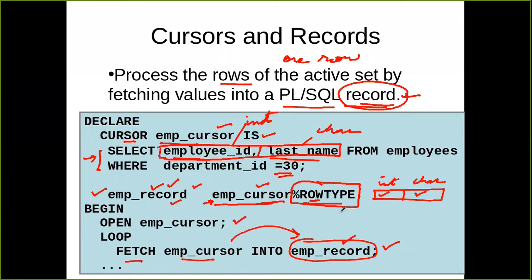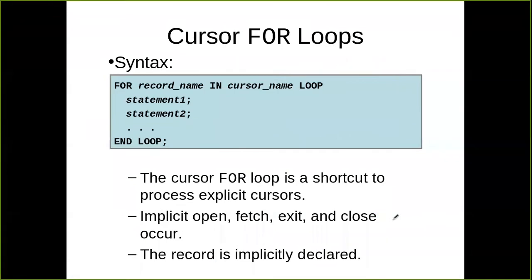The process continues until your loop ends, and after that you have to close the cursor and discard all the information. But before that you can process the data from this cursor. We have a special FOR loop also if you are using a record.